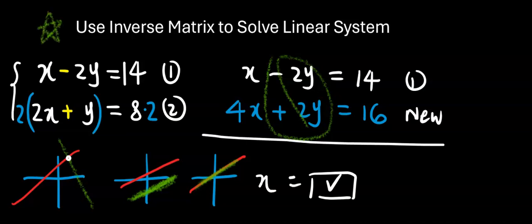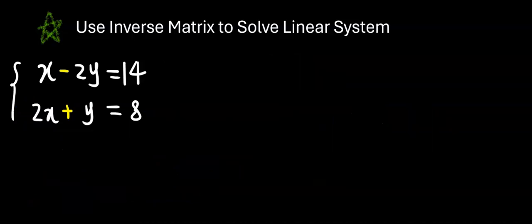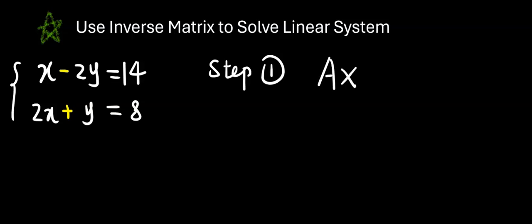Let us learn how to use our new method. To use the new method, step 1, we're going to write this linear system as a matrix equation called AX equals B, where A is matrix A, B is matrix B. X, we're going to find out what the variable is. That's the idea. For this reason, we're going to write our matrix A as 1, negative 2, 2, 1. Why? Because it's here: 1, negative 2, and 2, 1.